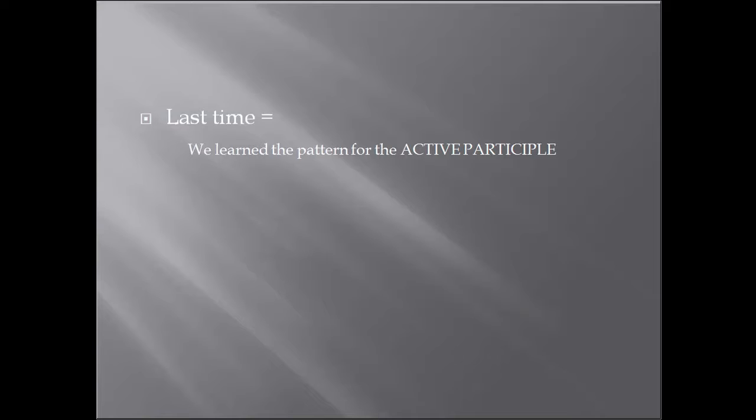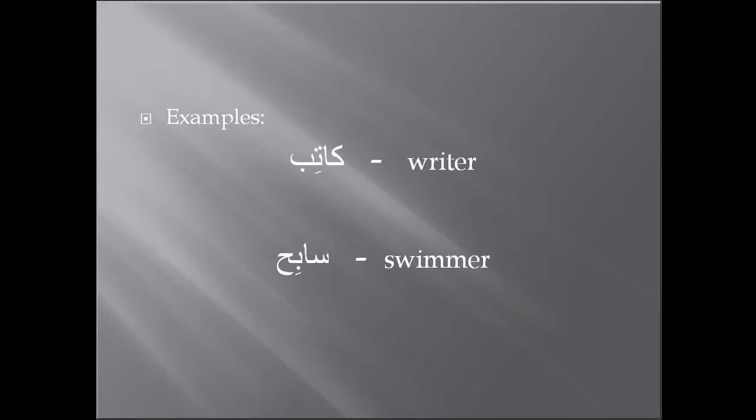Last time, you will remember we learned the pattern for what we call the active participle. And as you remember, the active participle was the doer of the action. In Arabic, it followed this nice pattern, fa'il, with fa, ain, lam being the root. Some examples of active participles: katib, writer; sabah, swimmer; sa'ek, qa'id, and so forth. Well, that is great, and I'm sure you remember it very well from all the review exercises.